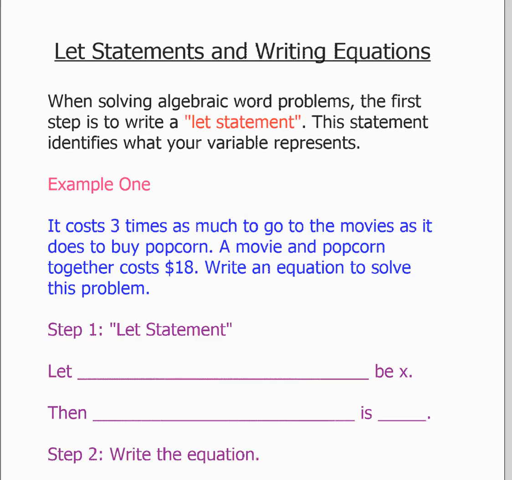If you did it the other way around, which would also work, if you let X be the cost of the movie, then because the movie is 3 times the popcorn, popcorn would have to be X divided by 3. And then you're introducing a fraction, and it's a lot harder to work with fractions in an equation. It's not impossible. Mathematically, you can do it. It's just more difficult. So let the cost of the popcorn be X. That's going to be our let statement.